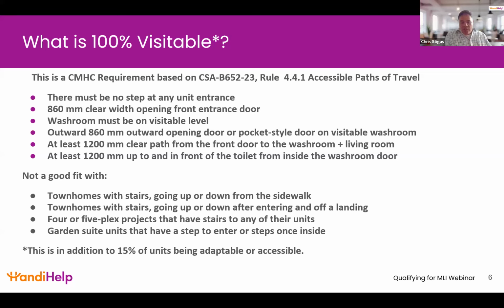And that's one of the distinctions: visitable does not require the shower, and it does not require the 1800 millimeter turning circle that's required in an accessible washroom, even though it's listed like that. The CMHC has deferred to an accessible path of travel, which is rule 4.4.1, and that's what they're using to define a visitable unit. And that's where the 1200 clear path of travel and the 1200 up to and in front of the toilet comes from.